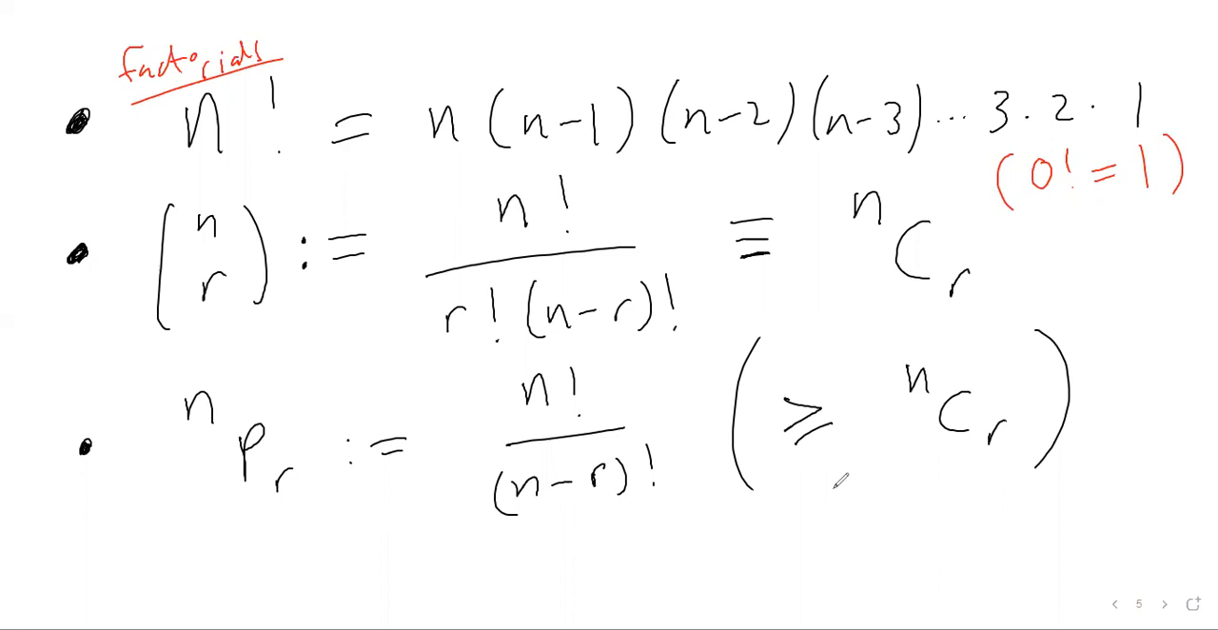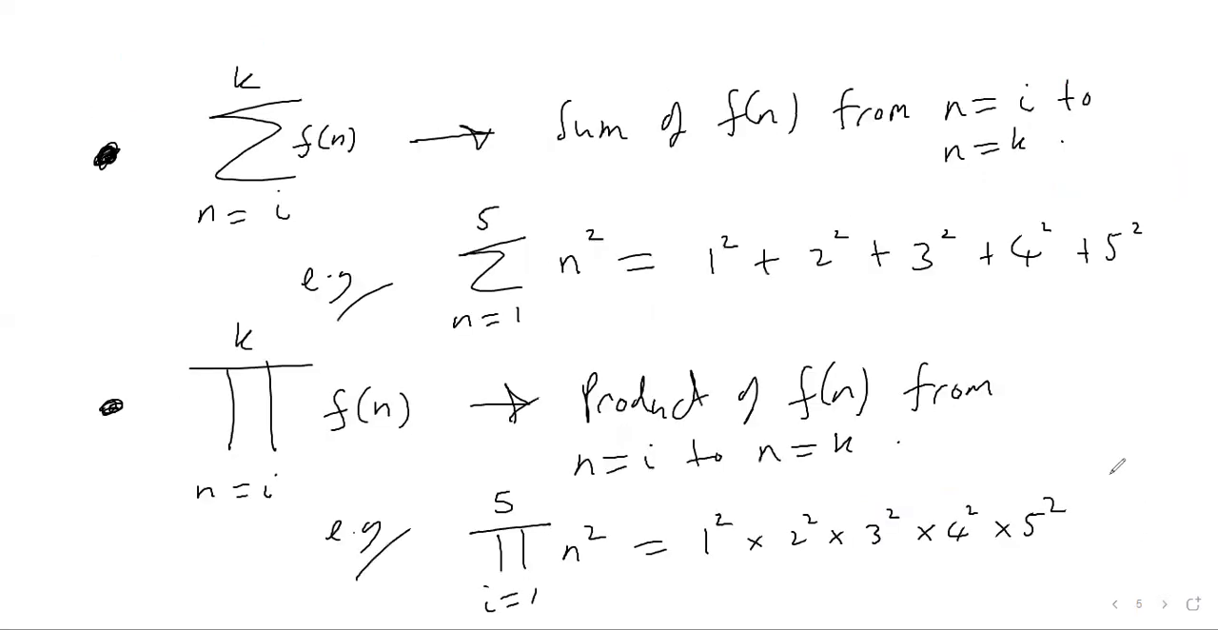So as I've written here, this nPr formula, or the number that you get, will always be greater than or equal to the n choose r, because the order does matter in this case. Therefore the number of permutations you will have will always be greater than or equal to the number of combinations that you will have when you choose a number of objects out of a total number of objects. So that's all of that.